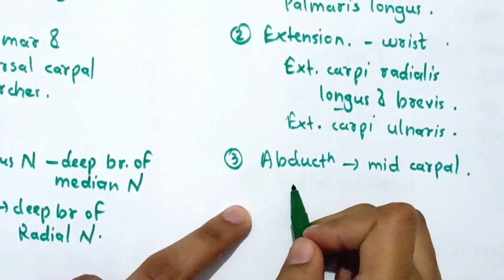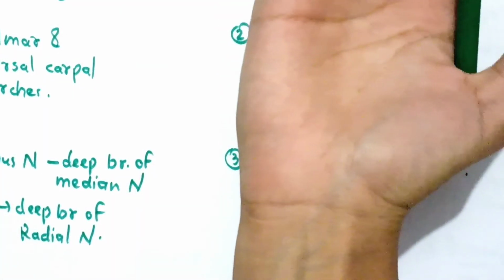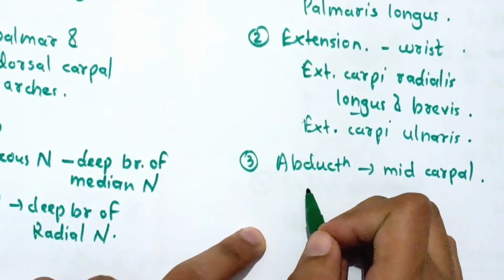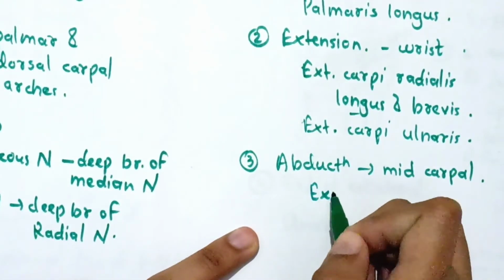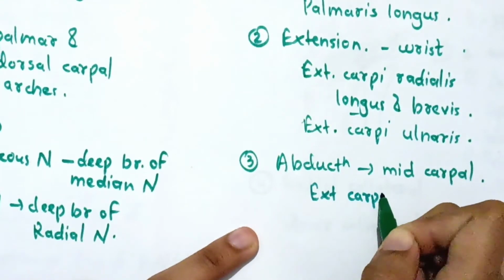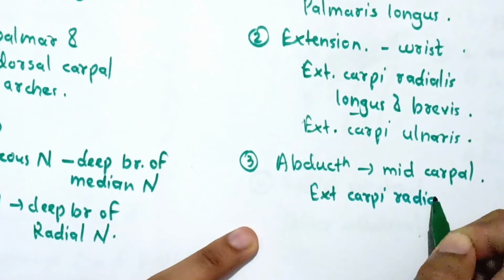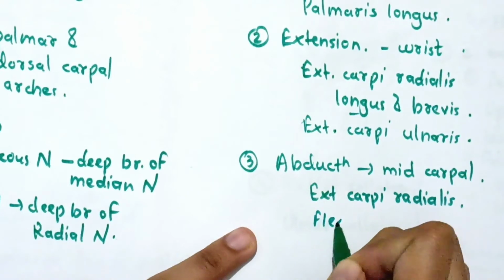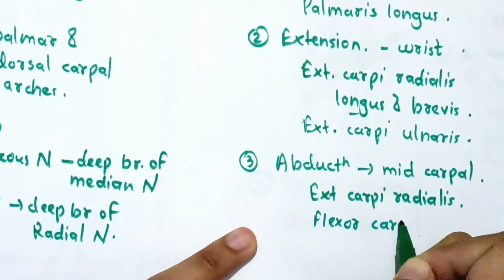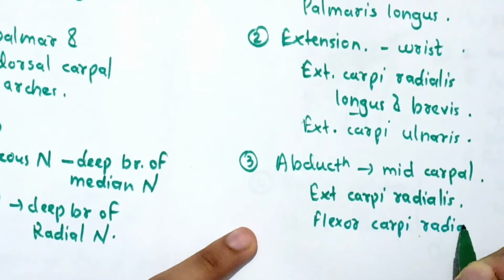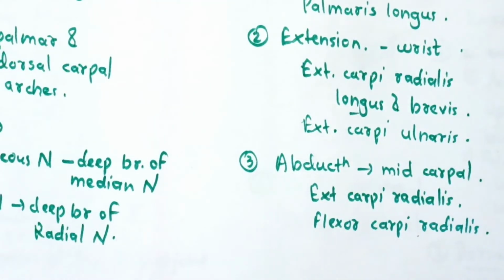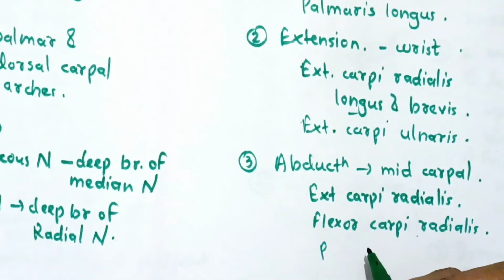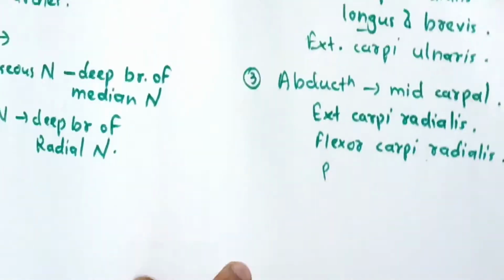Which muscles are helping? We are moving on the lateral side, so basically the muscles which are on the lateral side will help. So the extensor carpi radialis, and flexor carpi radialis, and the muscles of the thumb, that is abductor pollicis longus and extensor pollicis, will help.